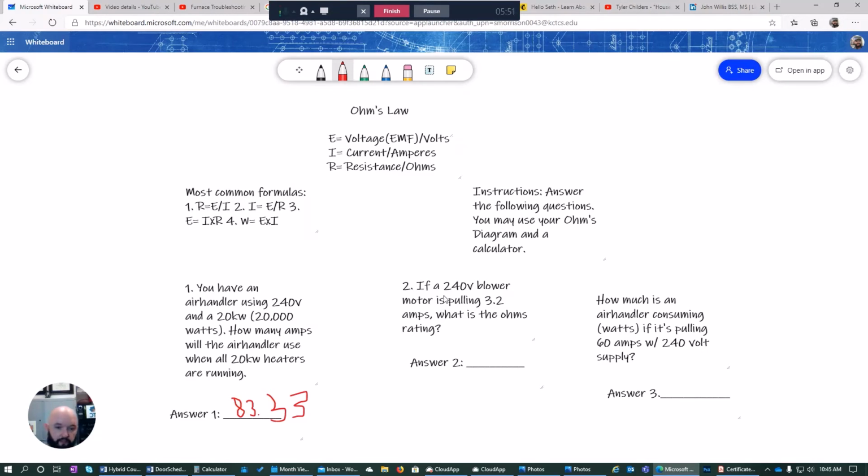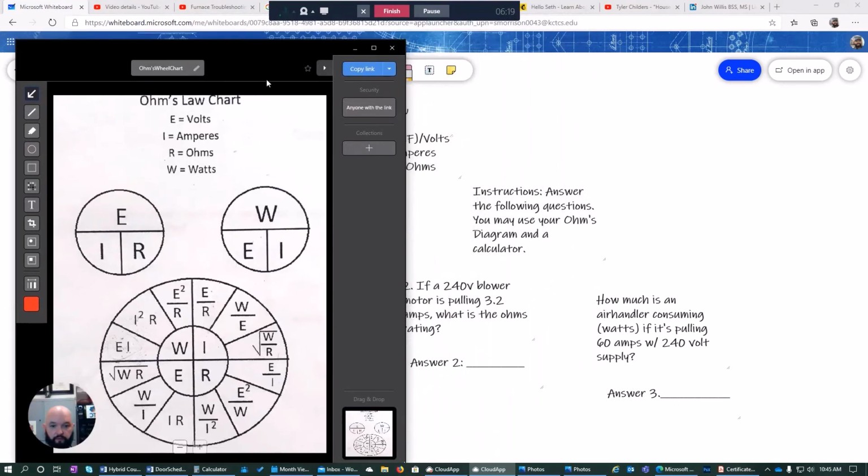Let's try another one. If a 240 volt blower motor is pulling 3.2 amps, what is the ohms rating? If you have 240 volts pushing and you have 3.2 amps of current being used, what does that tell us about the resistance of the windings in the motor? So let's look at our wheel again. We know we have 240 volts, we have 3.2 amps, and we're looking for R. So if we go to R here, it's volts divided by amps.